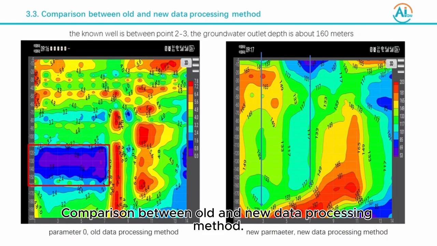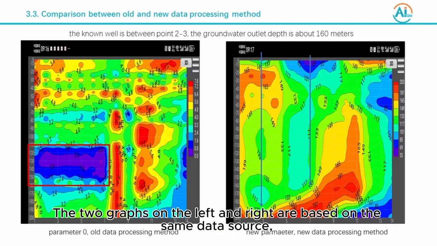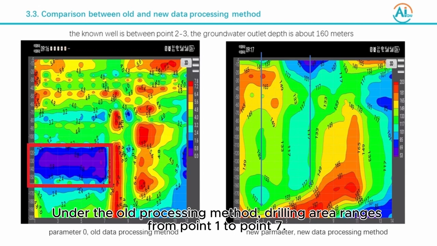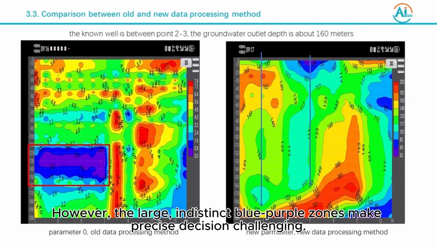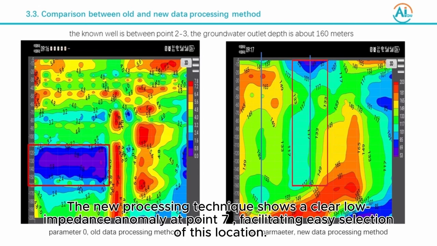Comparison between old and new data processing methods. The known well is between 0.2 and 3. The groundwater outlet depth is about 160 meters. The two graphs on the left and right are based on the same data source, but obtained by different data processing methods. Under the old processing method, the drilling area ranges from 0.1 to 0.7. However, the large and indistinct blue-purple zones make a precise decision challenging. The new processing technique shows a clear low impedance anomaly at point 7, facilitating easy selection of this location.